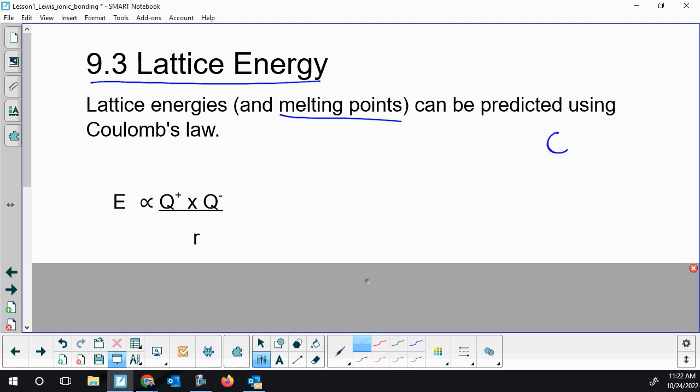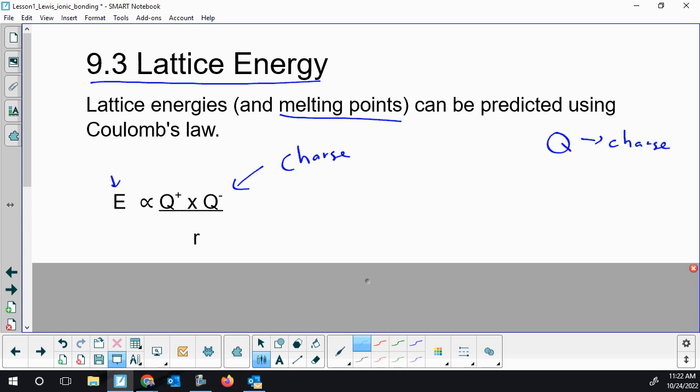So that Q, you're not used to it, that is charge. So on the top, all we have is the charge of the cations and the charge of the anions. I used a little plus for the positives, cations, and the negative. So the numerator is saying the more charge you have, that's on the top, the greater the energy, the lattice energy, or what we care about, the energy needed to melt it. Okay? So if ions have more charges, they'll have a higher melting point.